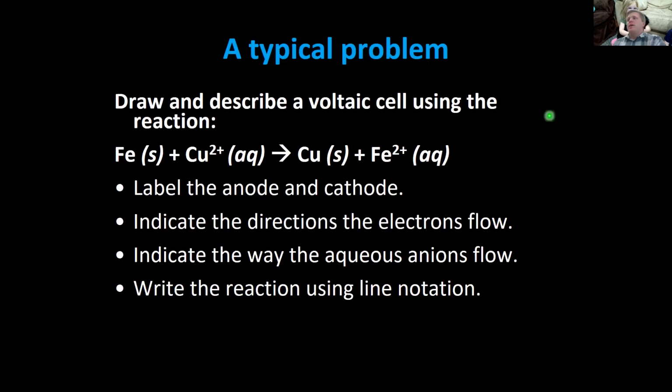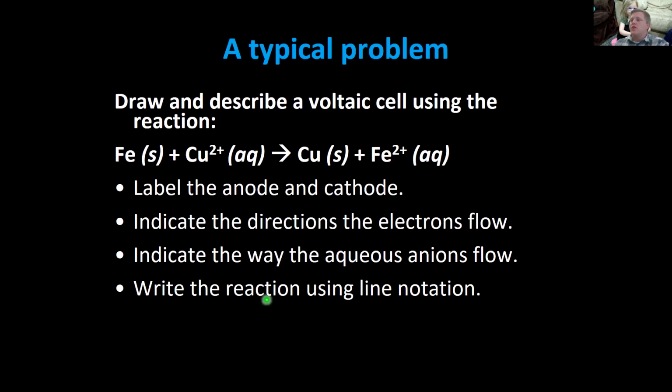So a typical problem I could give you would be something like this. Draw and describe a voltaic cell using this reaction right here, where we have iron that is solid reacting with aqueous copper 2+. The copper is gaining electrons, so it's being reduced. The iron is giving up electrons, so it's being oxidized. And then label the anode and cathode, indicate the direction the electrons are flowing, indicate the way the aqueous anions flow, and write the reaction using line notation.